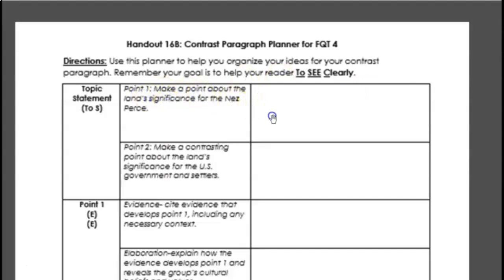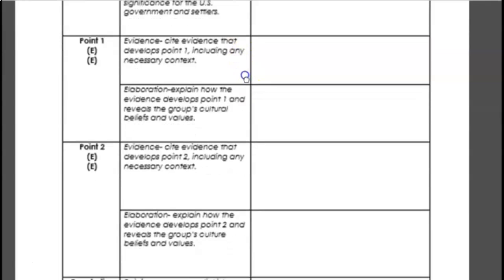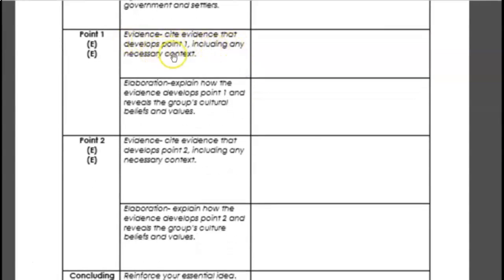Make a point about the land significance for the Nez Perce. Make a contrasting point about the land significance for the U.S. government and settlers. So you could think about starting your sentence with, the Nez Perce homeland is significant for the Nez Perce because blah, blah, blah. But to the U.S. government, it means blah, blah, blah, blah, blah. Something along those lines. Then in your first point, you're going to focus on cite evidence that develops point 1, including any necessary context.